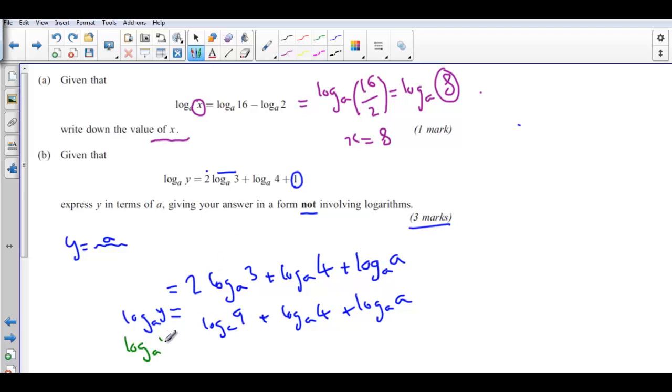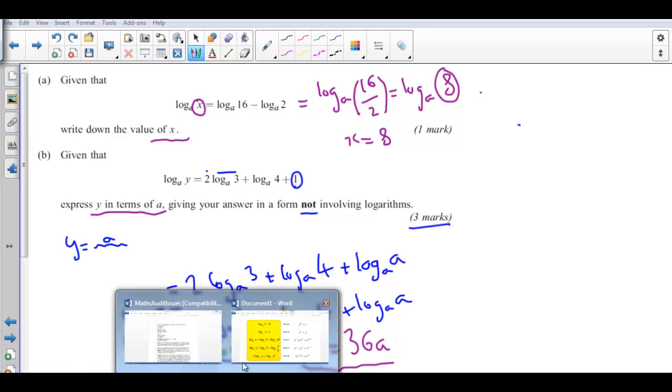Log to the base a of y is equal to, we just multiply these things. 9 times 4, which is 36a, log to the base a of 36a. Think about it as unlogging, if you like. The y must match with the 36a, and there we go. We've got our express y in terms of a in a form not involving logarithms. We don't involve logarithms. We're all done.